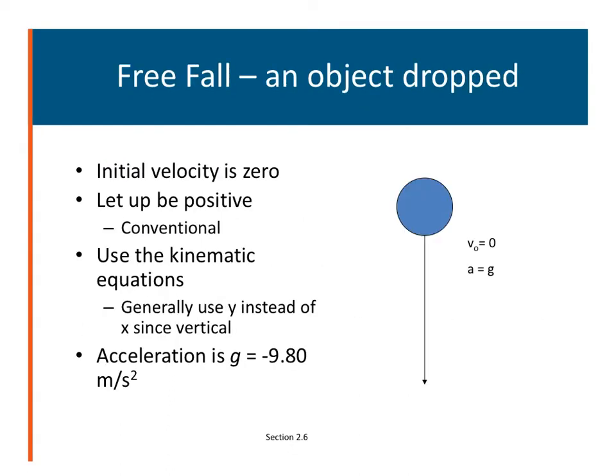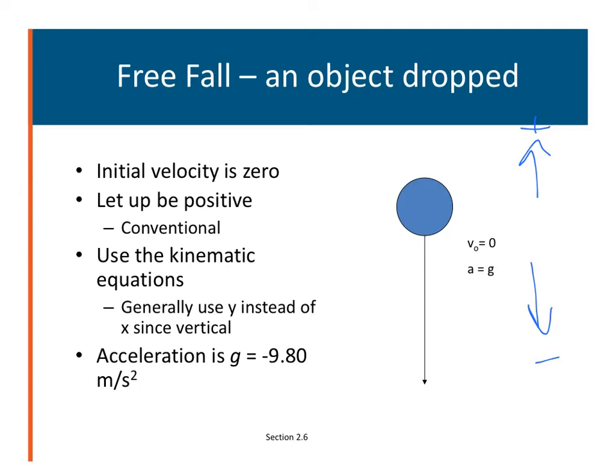So let's look at an object that is just dropped in free space, and it starts to fall. So initially the velocity is 0. So we're holding an object out and we let go. So it has an initial velocity of 0, and then it starts to move towards the surface of the Earth. And we typically say that up is positive, and that's just our normal convention. And so if that's the case, then our velocity becomes negative. It goes from 0 to a negative velocity.